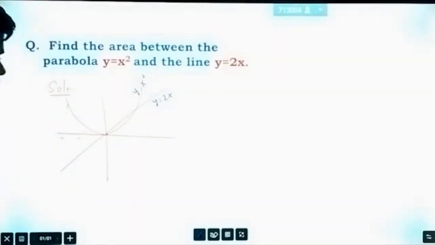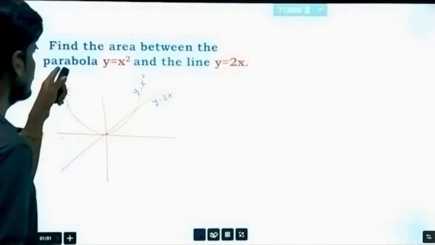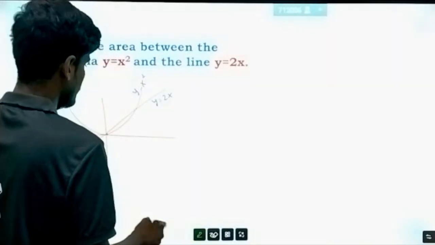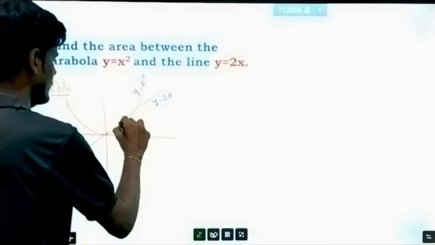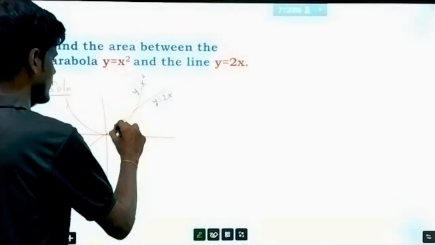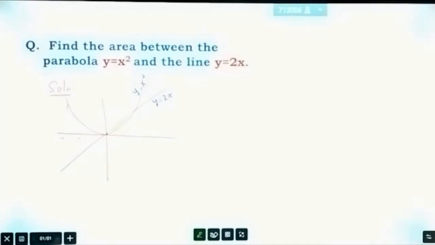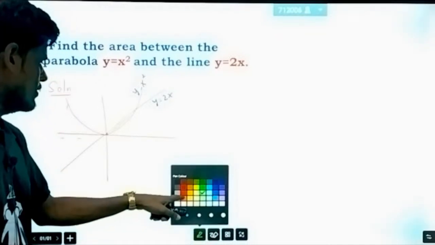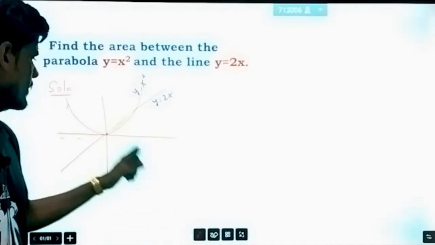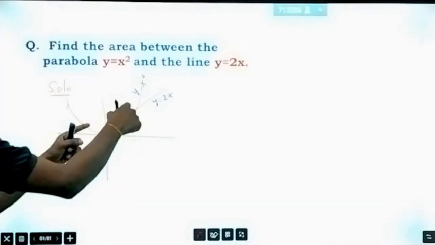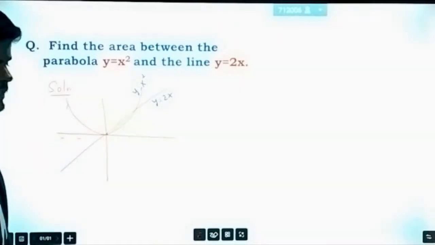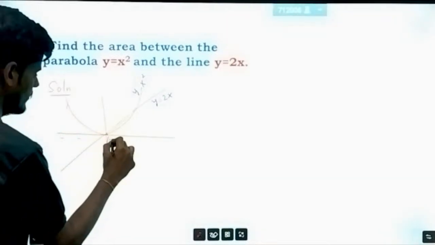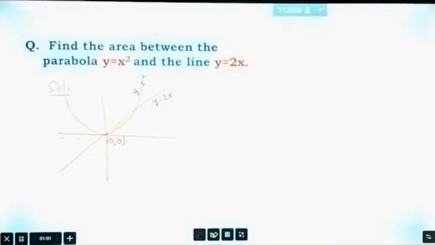Now what we need to find? We need to find the area between the parabola and the line. That means what is the area? Area between the parabola and the line will be this region, the shaded region. Now for finding area between the parabola and the straight line, what we need to do? First identify the x and y coordinates. First we have to find the point of intersection, x and y coordinates. This point is obviously 0, 0. First point is 0, 0.